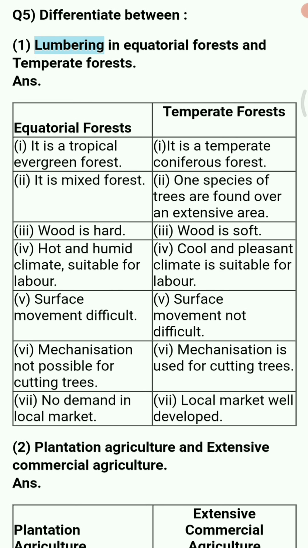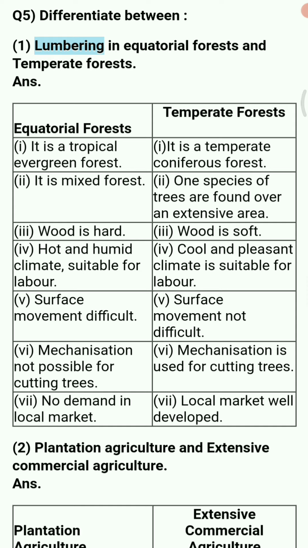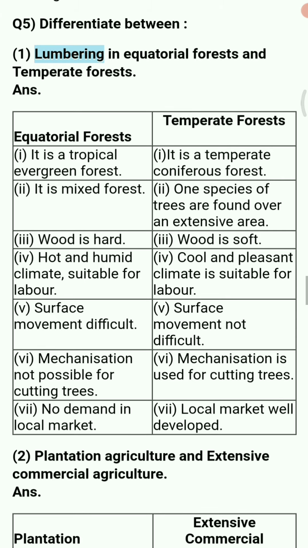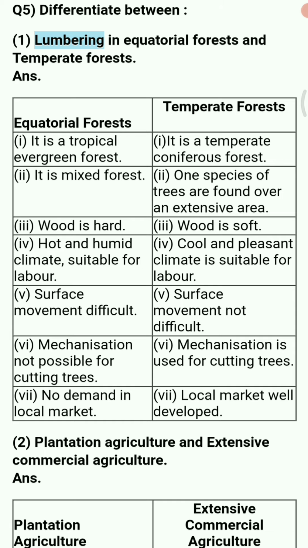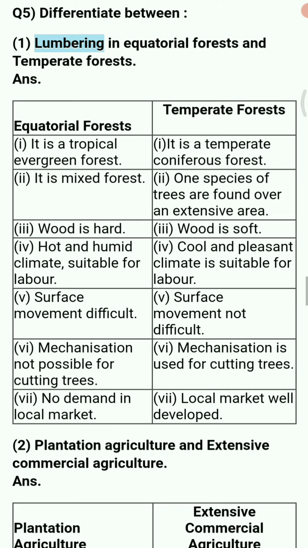Now the next question is: differentiate between lumbering in the equatorial forest and the temperate region. In the equatorial forest it is a tropical evergreen forest, whereas in the temperate region it is a temperate coniferous forest.